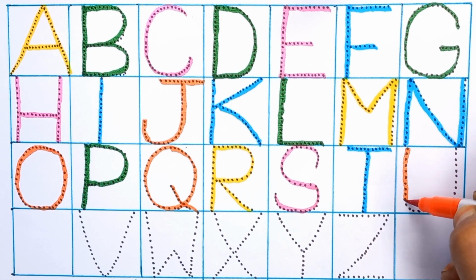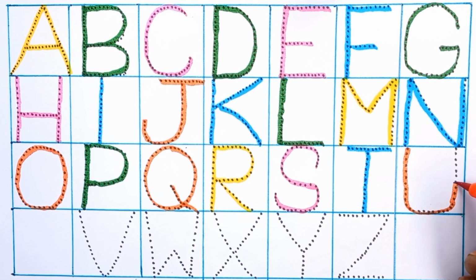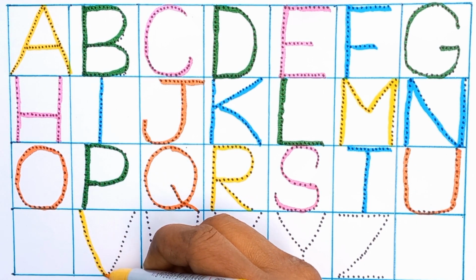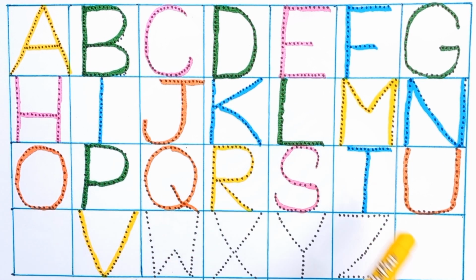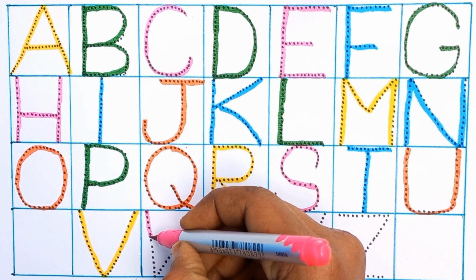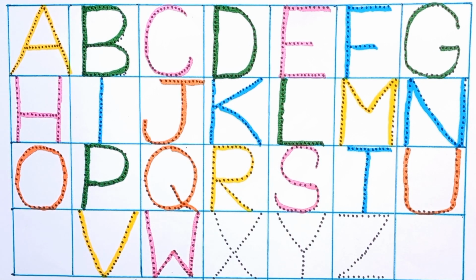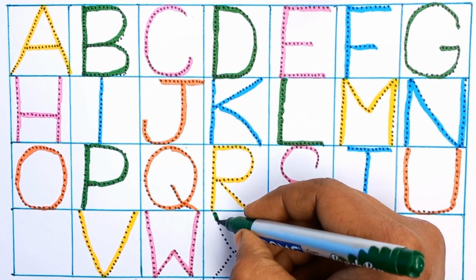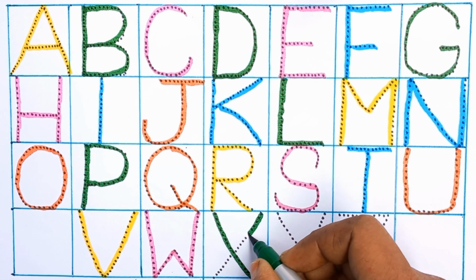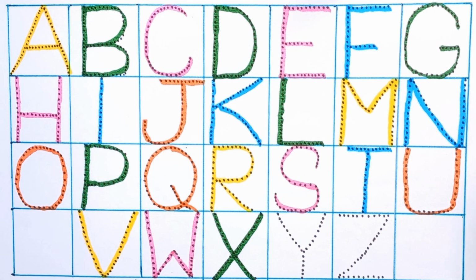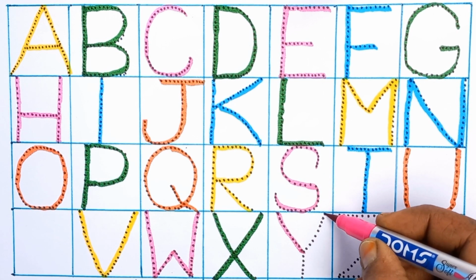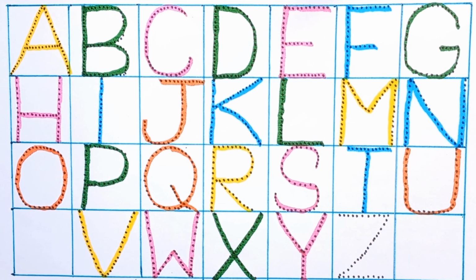U, U for umbrella. V, V for van. W, W for watch. X, X for Xbox. Y, Y for yak. Z, Z for zebra.